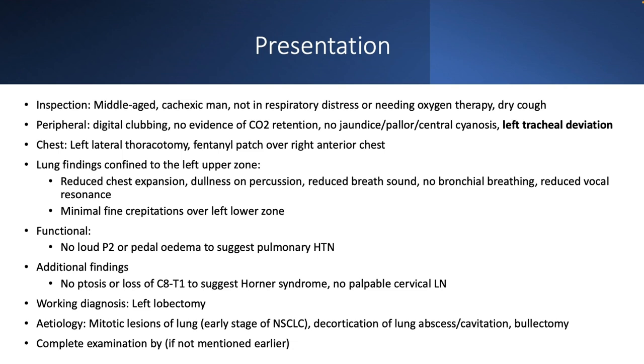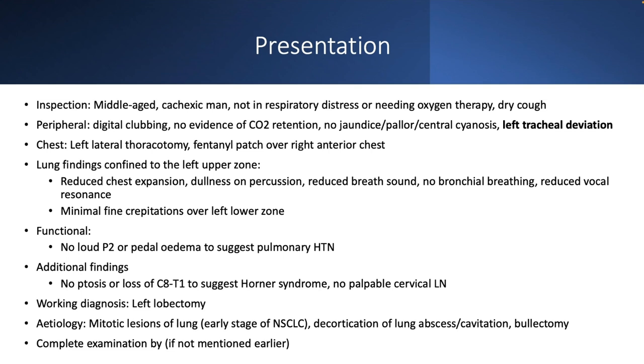So my working diagnosis for this patient is a left lobectomy, particularly an upper lobectomy, in which the etiology can be due to a neoplastic lesion of the lung, such as early stage non-small cell lung cancer. It can be decortication for lung abscess or cavitation, or even aspergillosis or fungal lung, or it can be due to bullectomy in the case of recurrent pneumothorax. I will have to complete my examination, and so on. Then I just stop there.